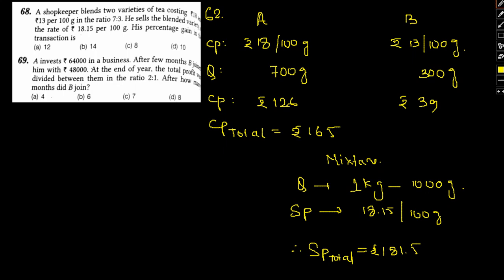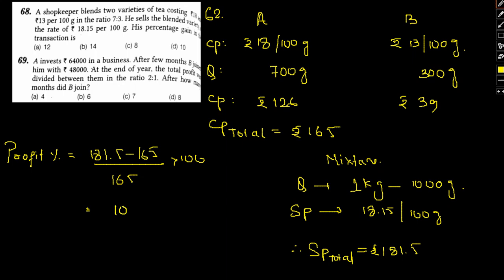Now what we need is his percentage gain. So profit percentage in this case will be 181.5 minus 165 by 165 into 100. So that would come out to be nothing but 10%. Okay, option D will be our correct answer. I hope it is clear, the approach involved.